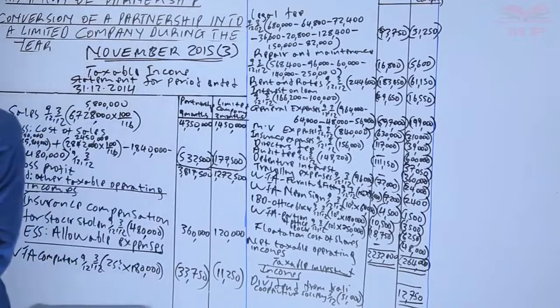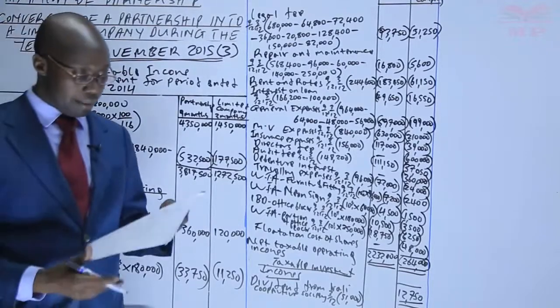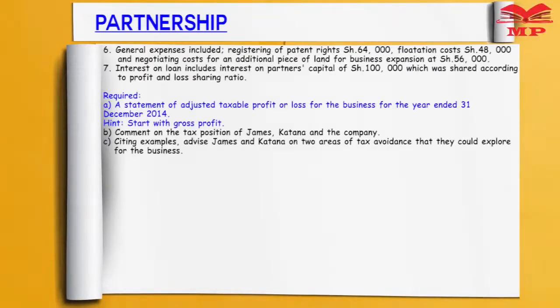So if you look at required number one, it means we have answered the question: statement of adjusted taxable profit or loss for the business for the year ending 31st December 2014. Done. Hint, start with gross profit. That's what we did. B, comment on the tax position of James, Katana, and the company.